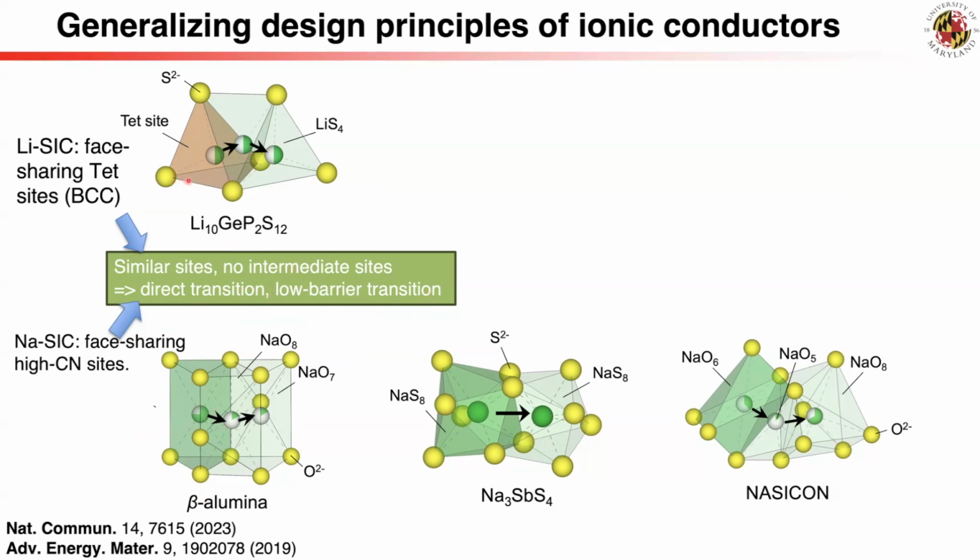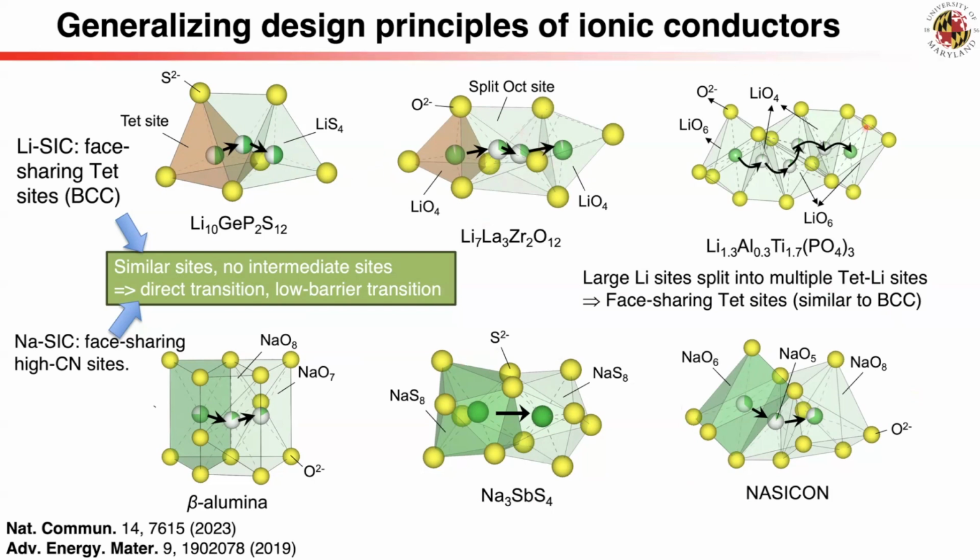This is the same as a BCC anion framework, where lithium takes a tetrahedral site and transitions to the same kind of tetrahedral site with a large bottleneck size. Our understanding can also help you understand non-BCC anion frameworks. If you look at the lithium garnet and also NASICON, you have this large site. For this large site, you can treat it as split into two tetrahedra. So the lithium still goes from one tetrahedral site across a face to another tetrahedral site, and to another.